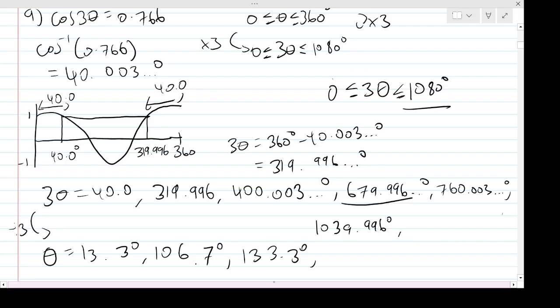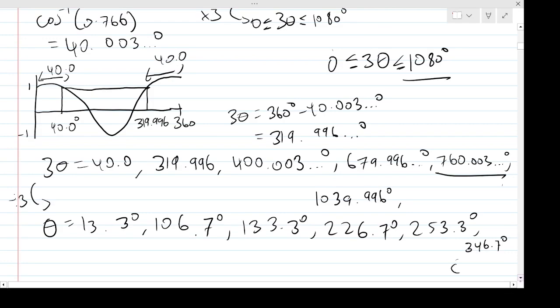679.996 divided by 3, I get 226.7 degrees. Then if I divide this then by 3, I get 253.3. And then lastly, if I divide this 1,039.996 divided by 3, I get 346.7 degrees to 1 decimal place, right? The question doesn't specify, so I'll just pick my own rounding, okay? You'll be fine with that. But those are my values then.